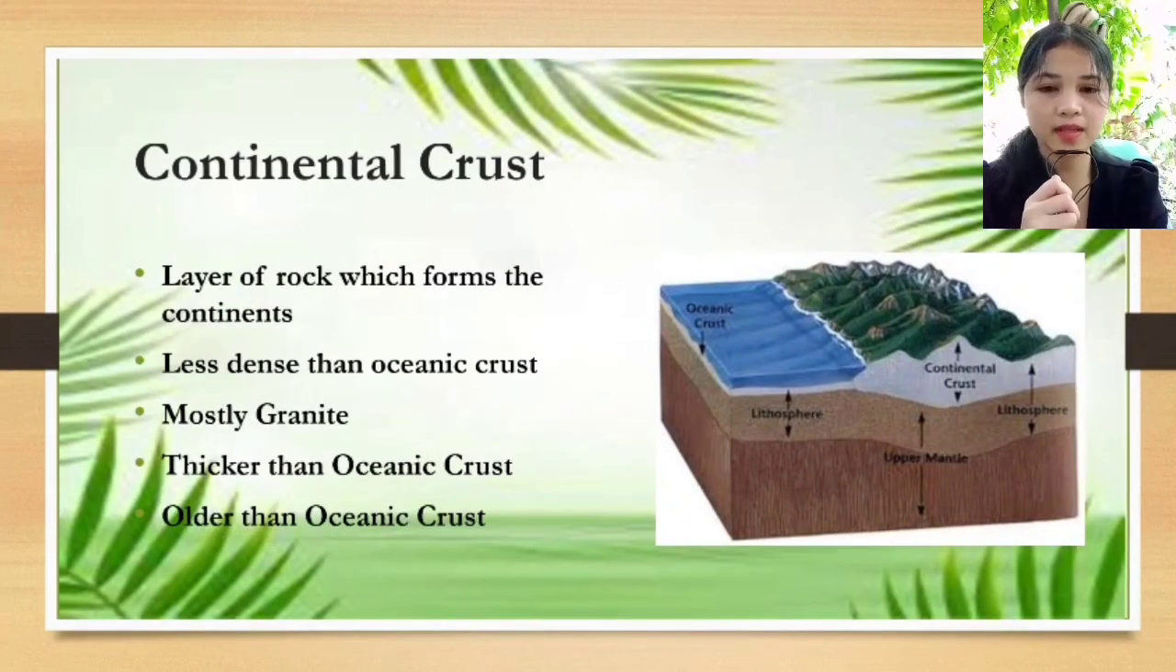So, continental crust is a layer of rock which forms the continents. It is less dense than oceanic crust and mostly granite. And it is thicker than oceanic crust and older than oceanic crust.